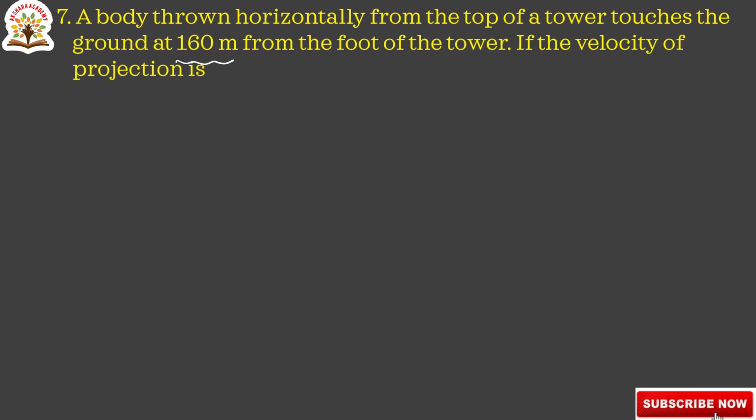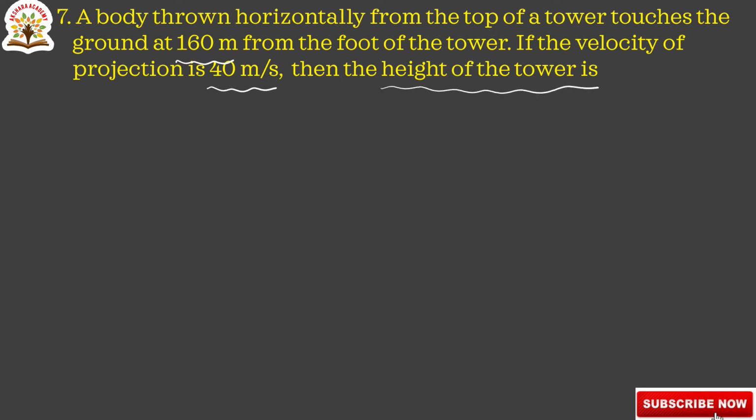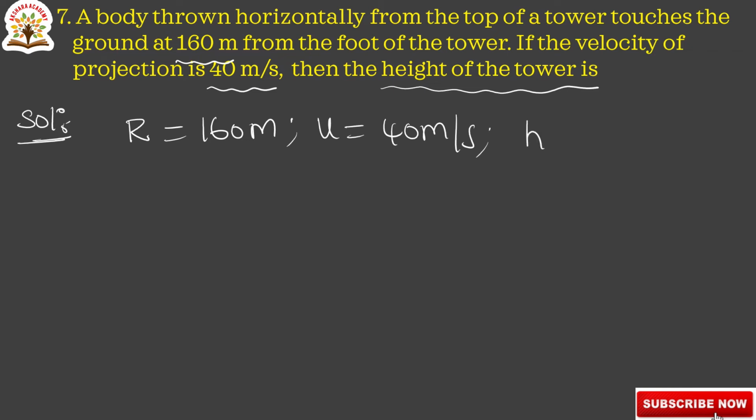A body thrown horizontally from the top of a tower touches the ground at 160 meters from the foot of the tower. If the velocity of projection is 40 meters per second, then the height of the tower is. Here we have to calculate the height of the tower. Let us go to the solution. Here the given r is equal to 160 meters and u is equal to 40 meters per second and h is equal to question mark. We have to calculate the height of the tower.